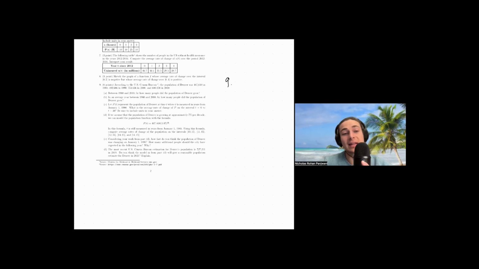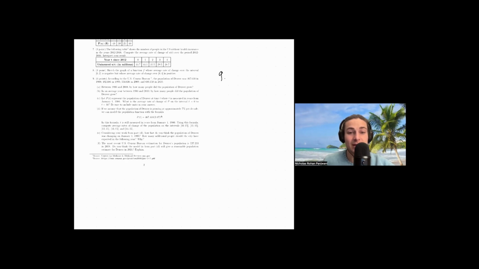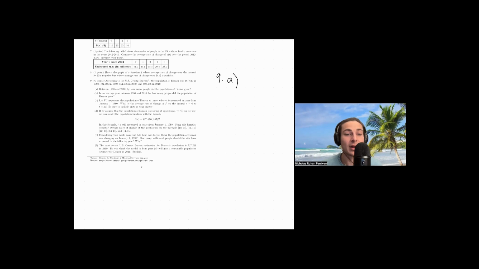So this is not asking anything about average rate of change. Don't get into any habit here. You've got to read the question, listen to what they're saying, and just say, by how many people did the population of Denver grow? We're going to get to the average in the next one.